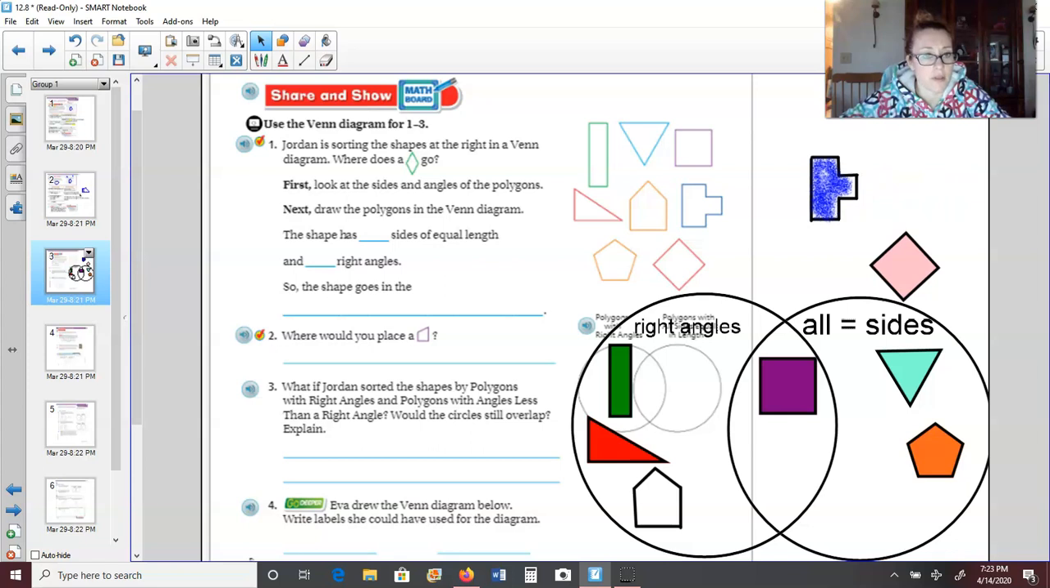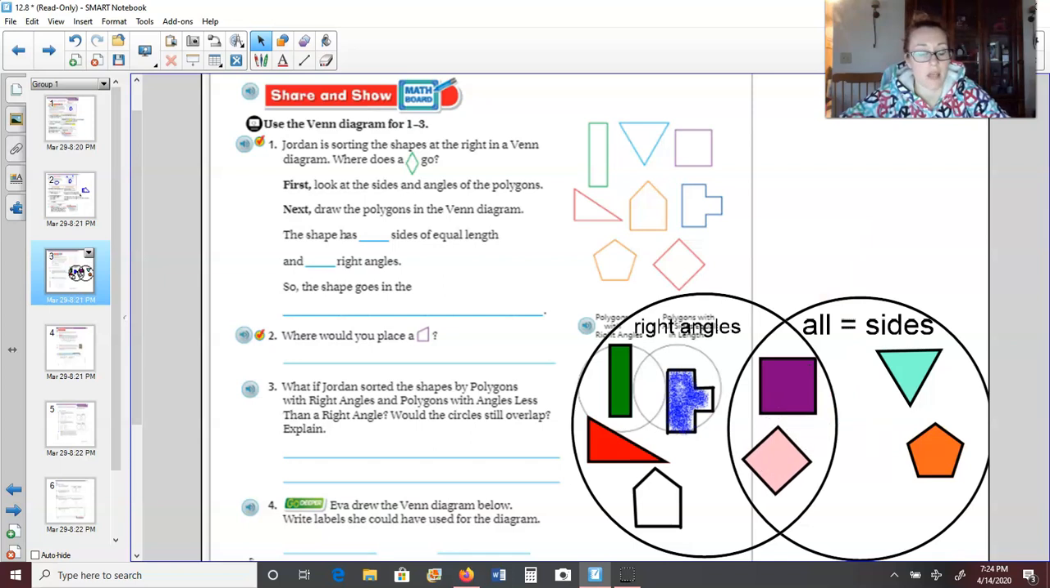1, 2, 3, 4, 5, 6, 7, 8. Okay, so an octagon here. Does it have all equal sides? No, but does it have right angles? Yes. And my last shape, this pink one here, does it have all equal sides? Yes. Does it have right angles? Yes, actually. So it will go in the middle.